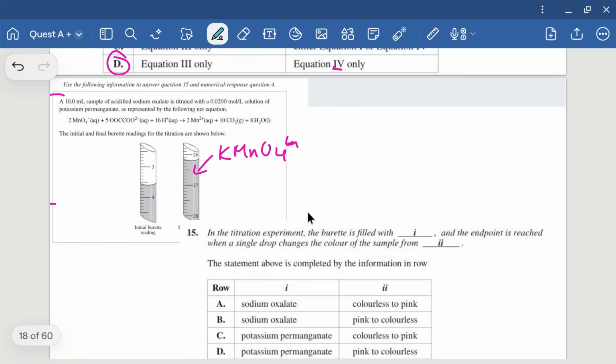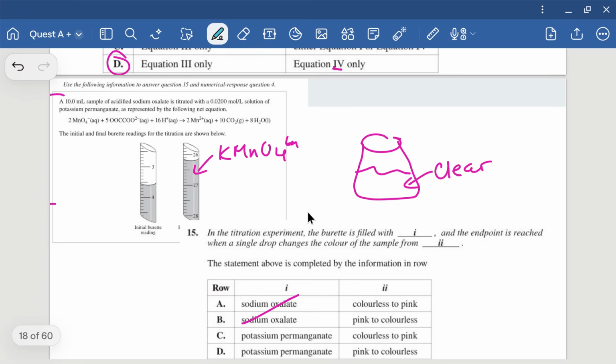So in the titration, the burette would be filled with the potassium permanganate, and hopefully you did a lab on this, because it is our common lab to show in Electrochem. And then when you're looking at your Erlenmeyer flask, when you start to titrate, the color at the bottom would be clear. There's nothing in there.